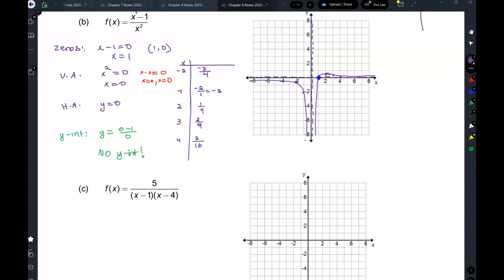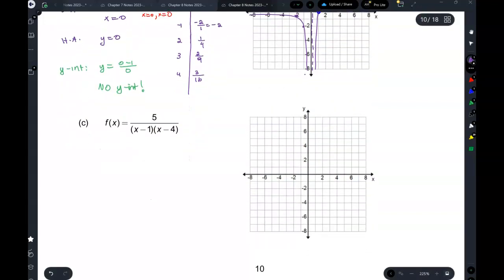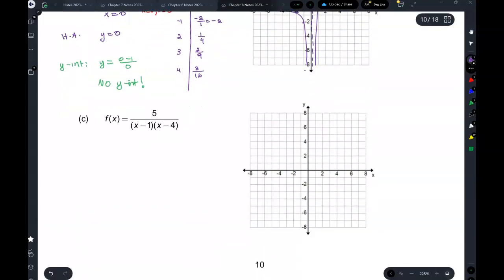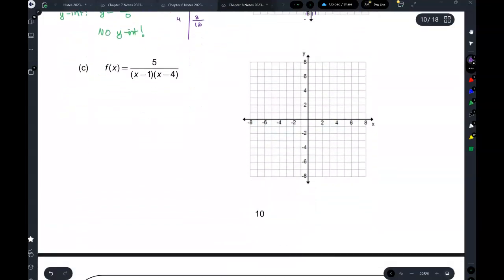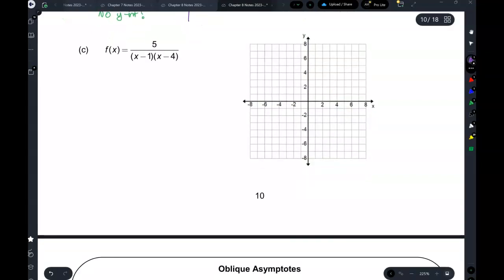Most of this is going to be no calculator. Like this, you should be able to do without a calculator. Yeah, actually, I'll get back to you on that. Okay, so let's take a look at this one.